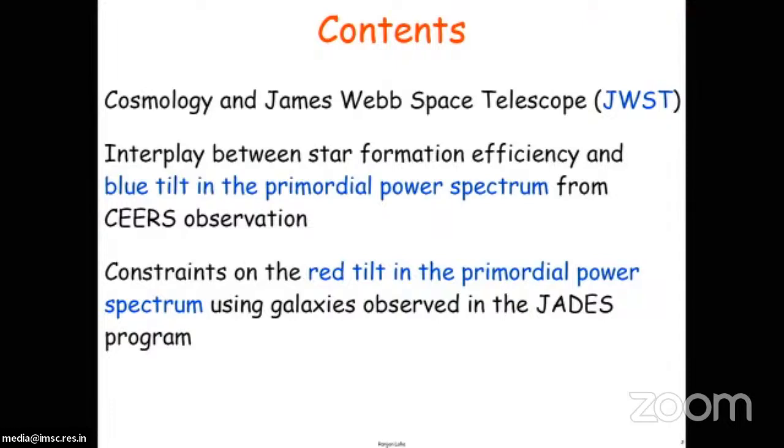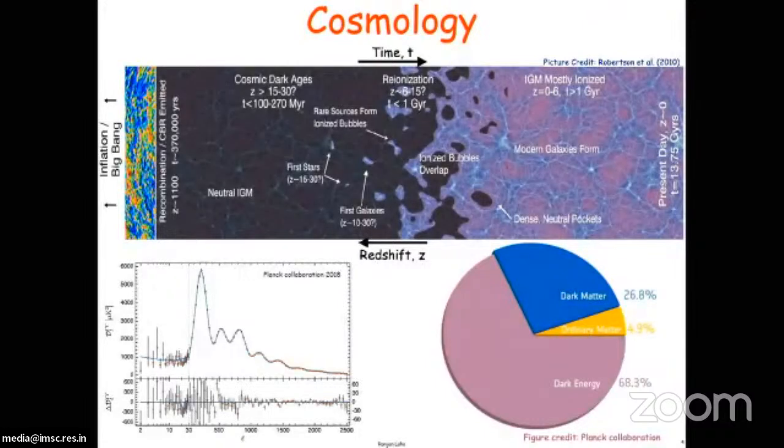In fact, how you can get the best limit in the world using JWST observations of the red tilt. Okay, cosmology and JWST. So we know cosmology extremely well. This is a cartoon that we have taken from Robertson et al., which shows the timeline of the universe. Obviously, we have all heard of the CMB.